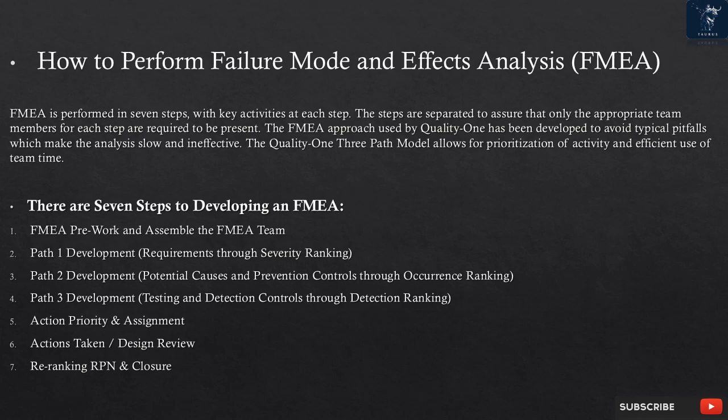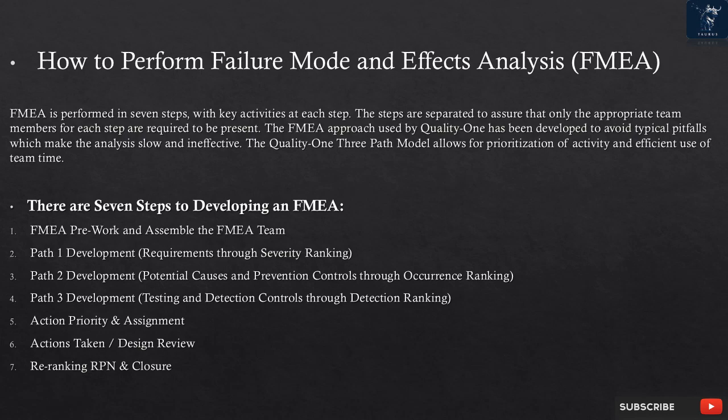The steps are separated to assure that only the appropriate team members for each step are required to be present. The FMEA approach used by Quality One has been developed to avoid typical pitfalls which make the analysis slow and ineffective. The Quality One 3-path model allows for prioritization of activity and efficient use of team time. There are 7 steps to developing an FMEA.